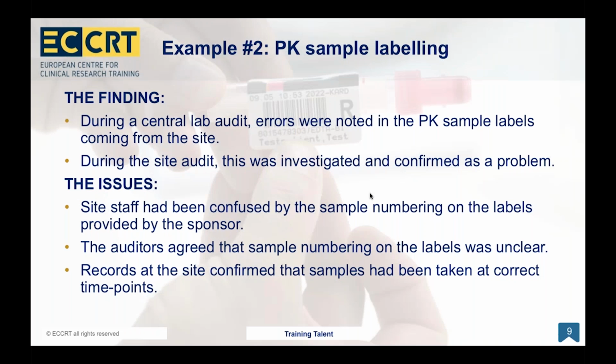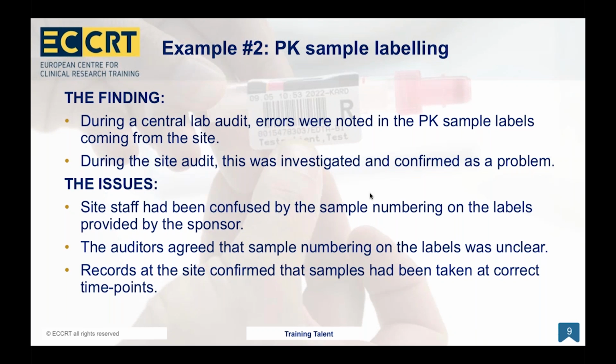In the second example, we have a PK sample labeling example. And the finding in this case was that during a central lab audit, errors had been noted in the PK sample labels coming from this particular site. So in advance of the audit, there had already been some information about errors in the PK samples.